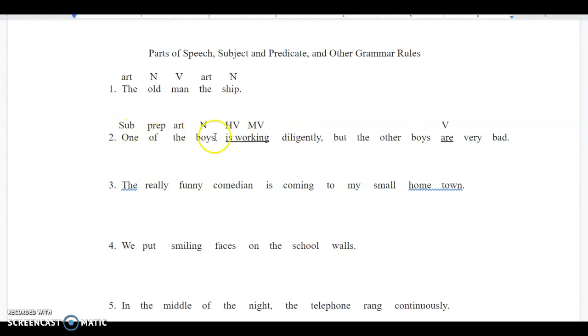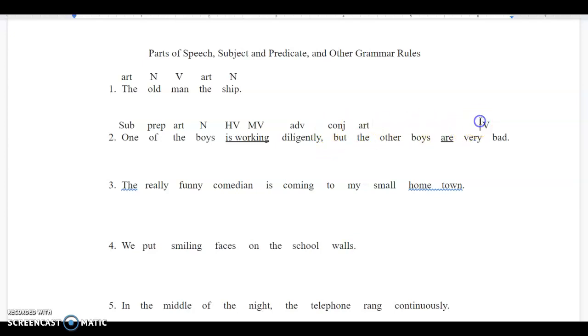Okay, so I changed the spacing to make it look a little bit better. So here is my first part. One is your subject, of is your preposition, the is your article, boys is your noun, is working is your verb phrase, is your helping verb, working is your main verb, and diligently. Diligently is describing the working, right? How they are working. So if it's describing a verb, it is an adverb. But is your conjunction, right? Because it's a fanboy. The next word is the. We all know the is an article.